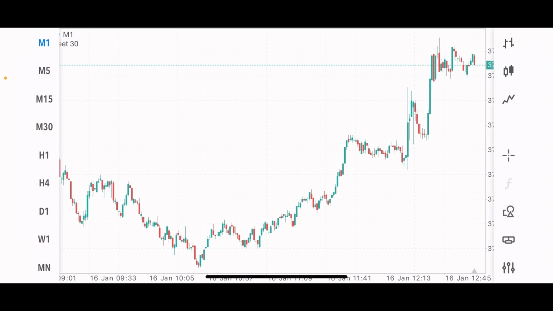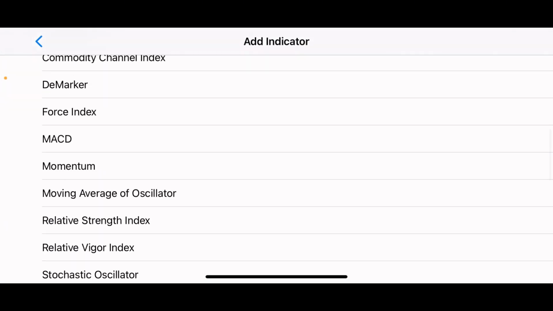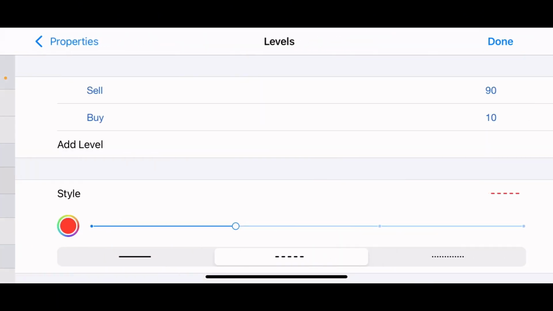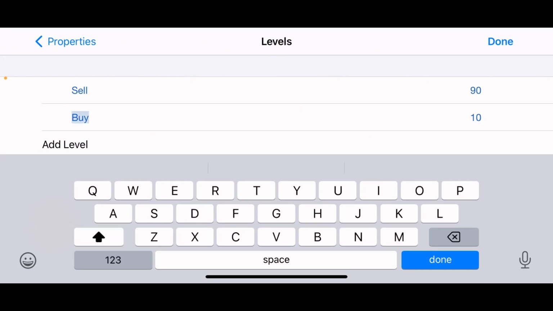So what I'll do is pull in the indicators: go to the main window and choose the RSI, the relative strength index indicator. We're going to put it on period 14, applied to close. I'm using MT5 for the strategy and not TradingView. On the levels in MT5, what you do is add levels. You put 90 and 10, so you add 2 levels, 90 and 10, then you indicate sell.